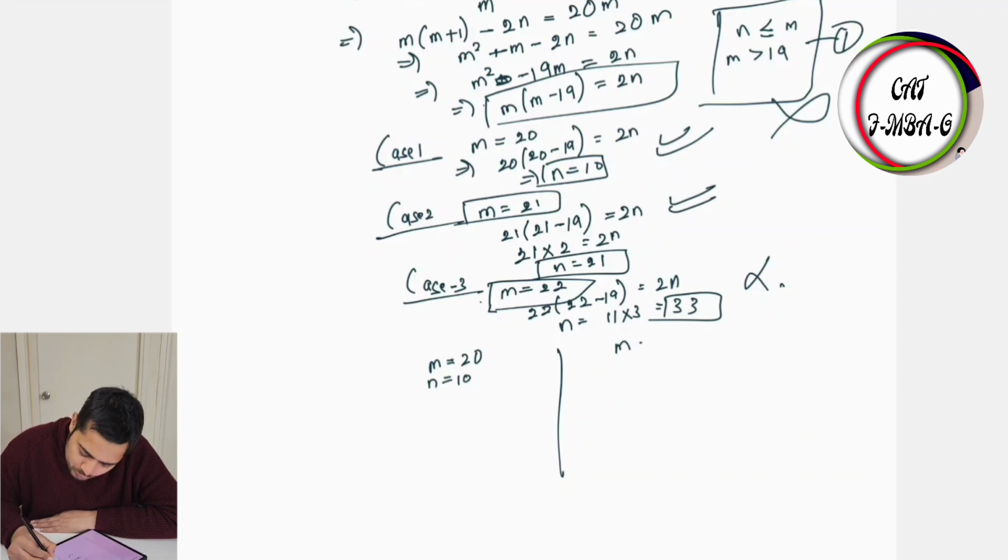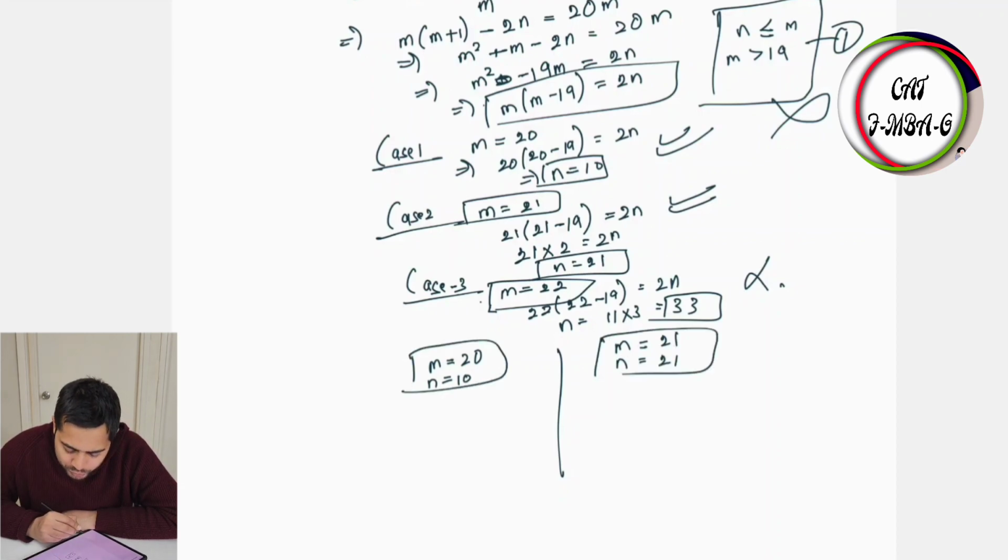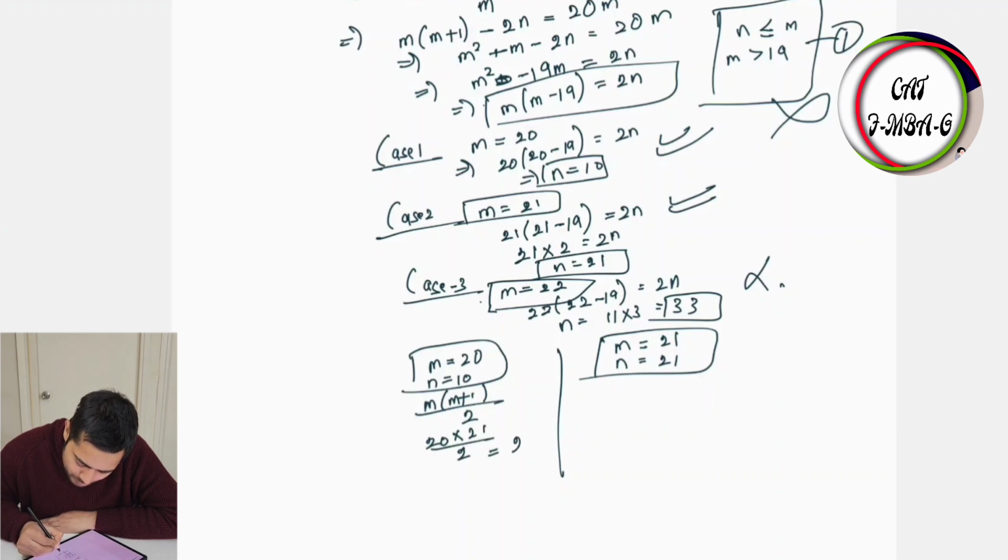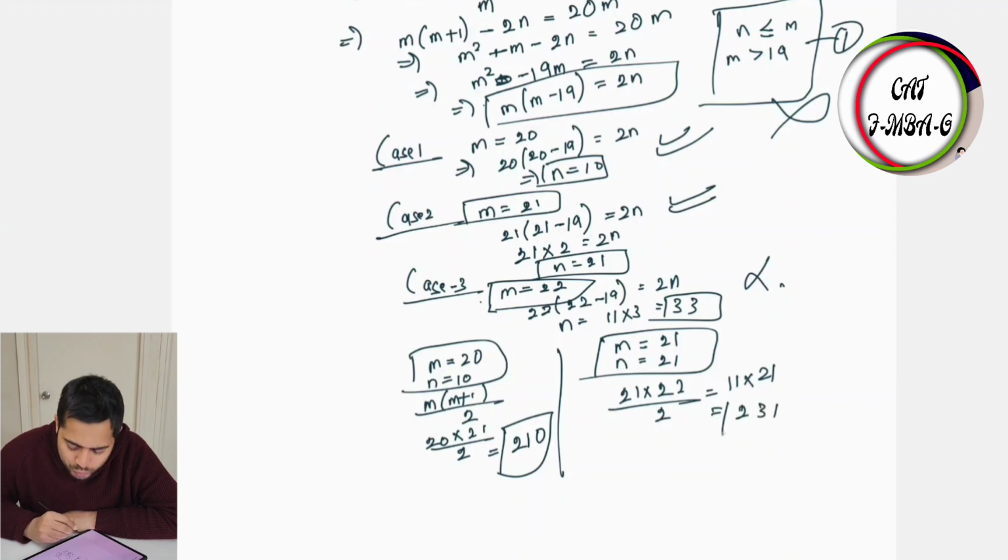M is equal to 20, N is equal to 21. Only these two cases hold. In these two cases, the total number of mangoes is M into M plus 1 by 2. So 20 into 21 by 2 is equal to 210 for case 1, and 21 into 22 by 2, so 11 into 21 is equal to 231, case number 2.